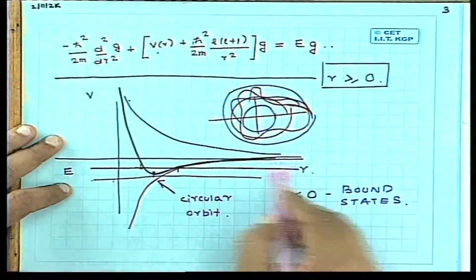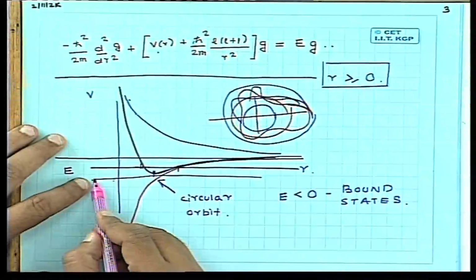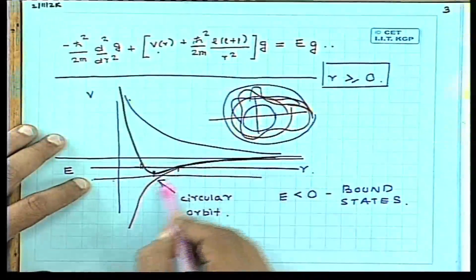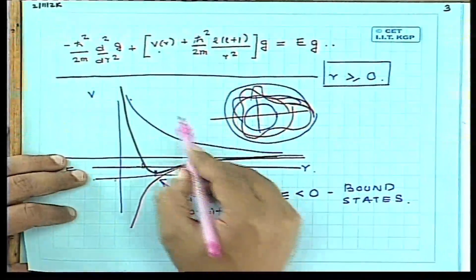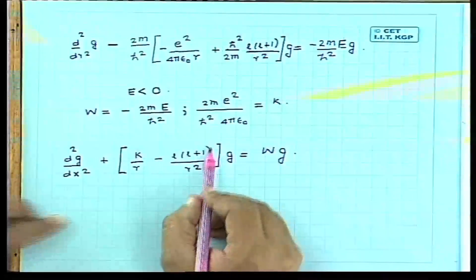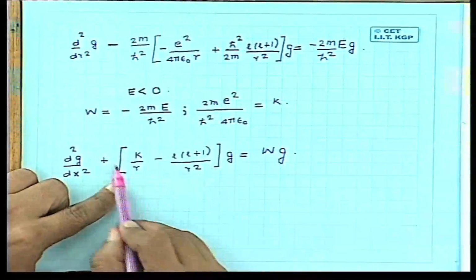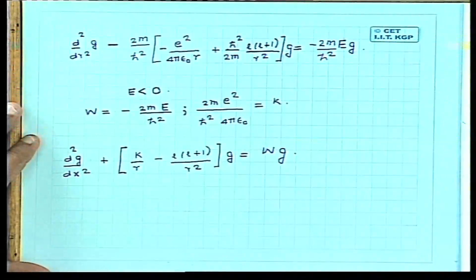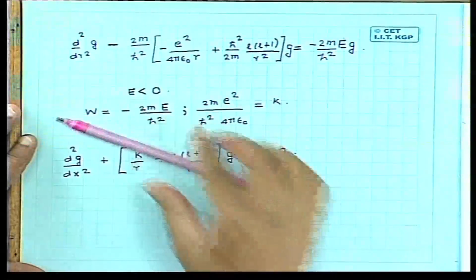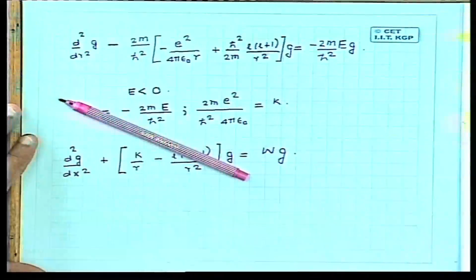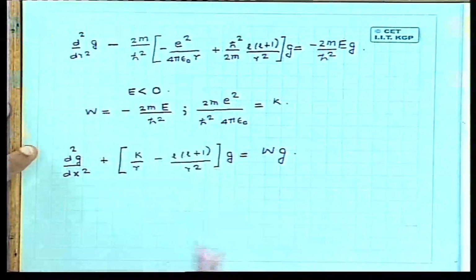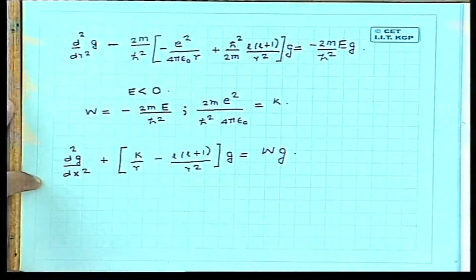Now for very large values of r, the potential dies down. So for very large values of r, we have negative energy, and the potential goes to 0. So you can think of it that for very large r, these terms will all be insignificant, and this equation reduces to this. This term will not be there. So we know the solution of this equation for very large values of r.